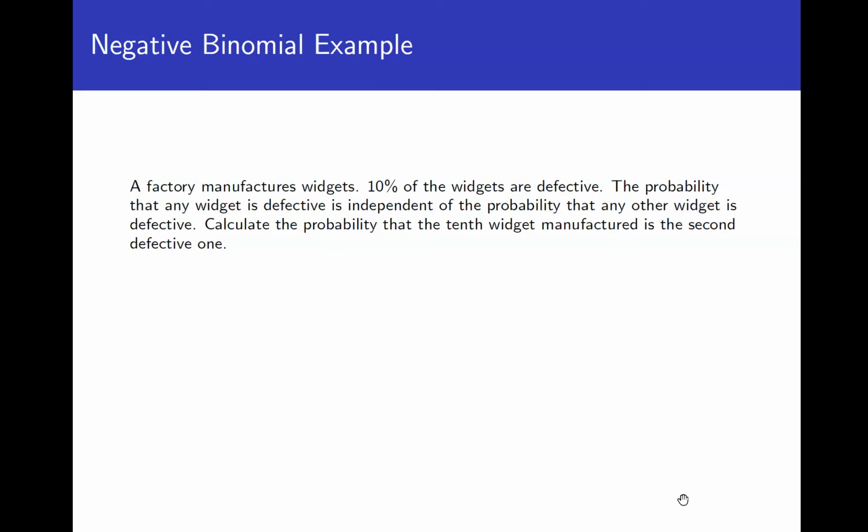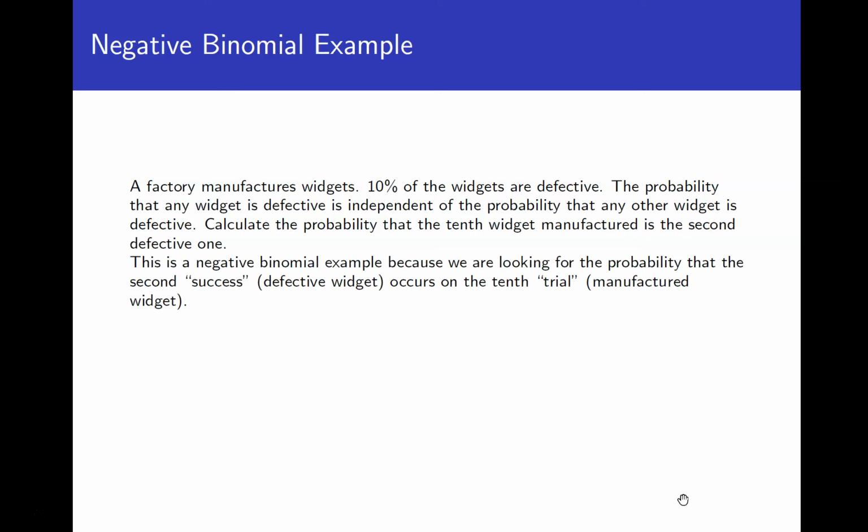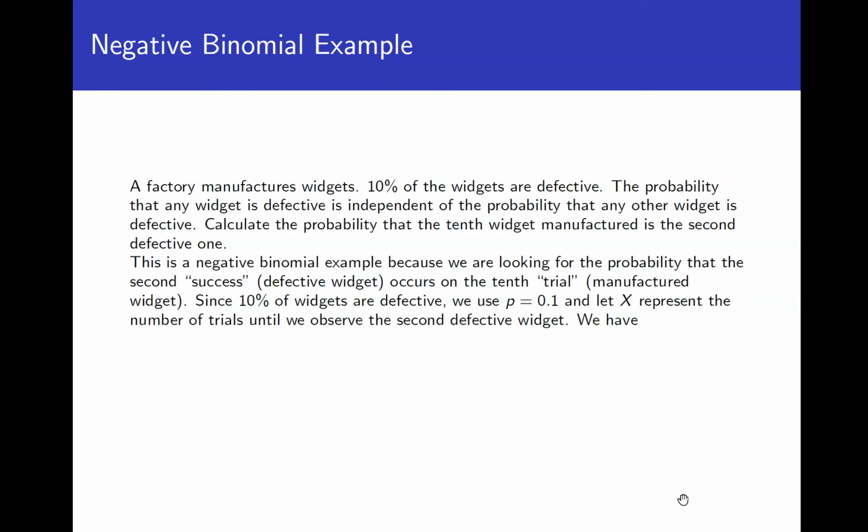And then we want to calculate the probability that the 10th widget manufactured is the second defective one. The reason why this is a negative binomial is because we're looking for the second success, which is a defective widget in this case, occurring on the 10th trial. And we know that these trials are all identical and independent. We were told that in the problem. Since 10% of the widgets are defective, our probability of success in this case is 0.1. We'll let x represent the number of trials until we see a second defective widget.